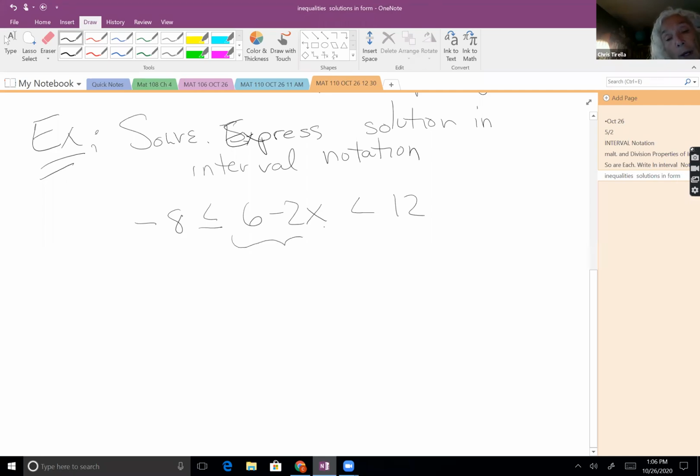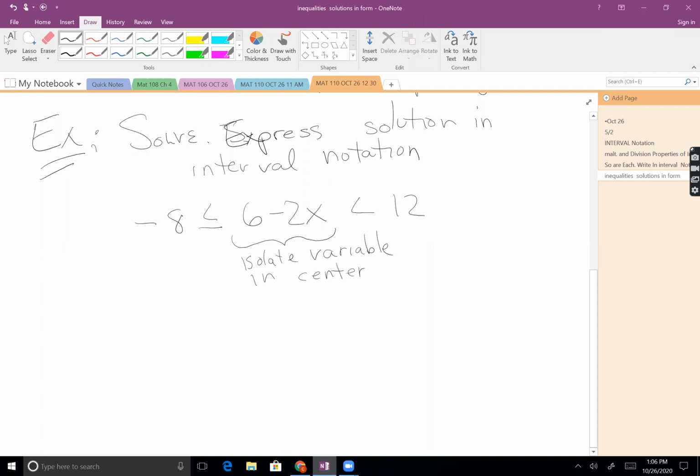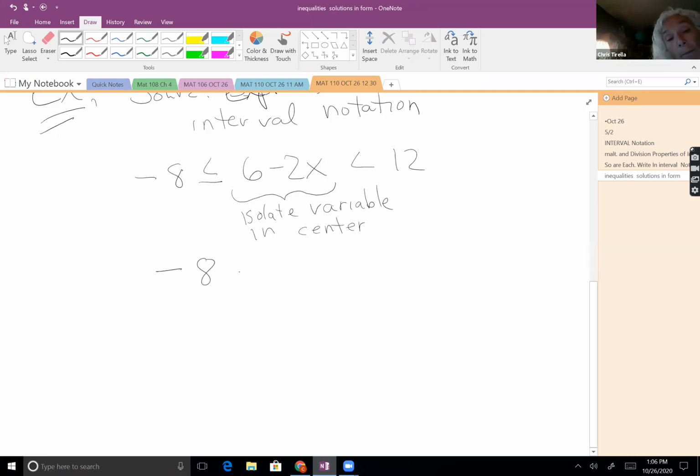Again, we said we want to isolate the variable in the center. Because I wrote that underneath, I'm going to rewrite the problem. So just looking at that center part, what's the first thing you folks would do in order to get x alone? Would anybody move the constant, subtract the 6? Does that make sense?